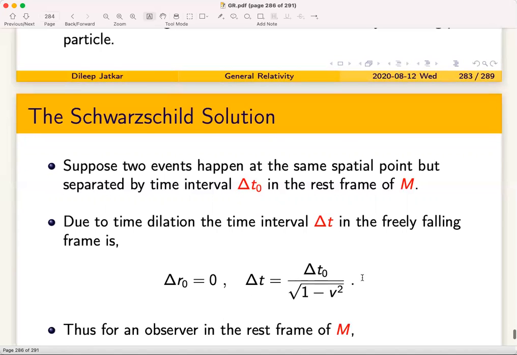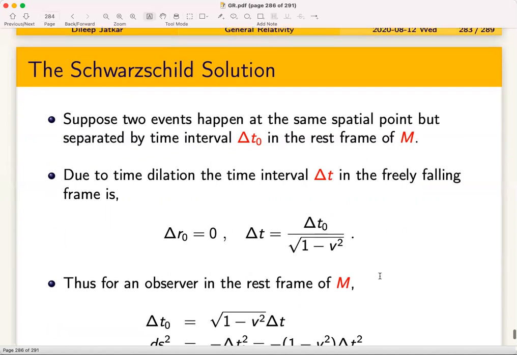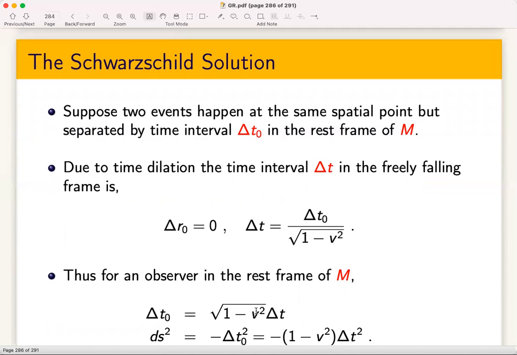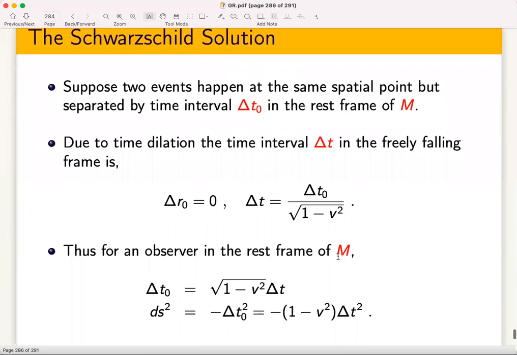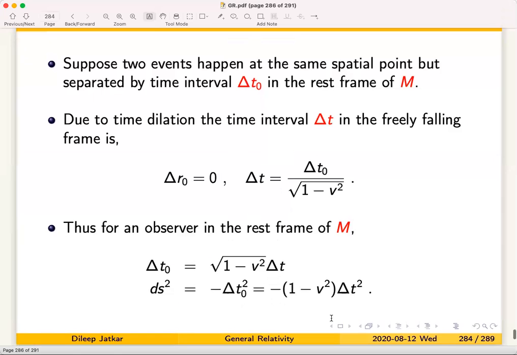So the observer who is in the rest frame of M would say that this is how the infalling probe would see the time getting dilated, and therefore he would say that delta T naught in my coordinate system would be equal to square root of 1 minus v squared times delta T in the infalling fellow's coordinate system. Pure special relativity. And delta R naught in my frame is 0 anyway, and therefore from the infalling probe's point of view, ds squared will be just minus delta T naught squared, which is equal to minus (1 minus v squared) times delta T squared. I should probably put a bracket: delta T naught whole squared is equal to delta T whole squared times 1 minus v squared. So that is how the fellow would conclude.